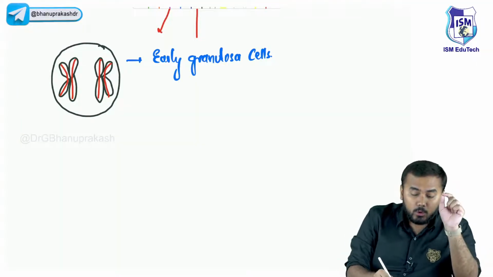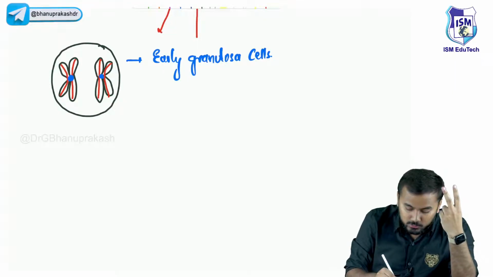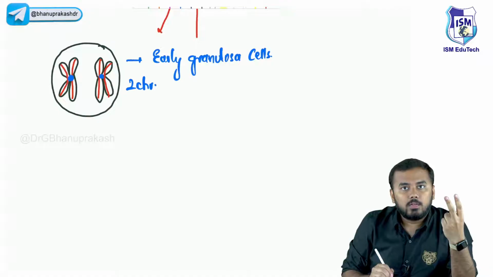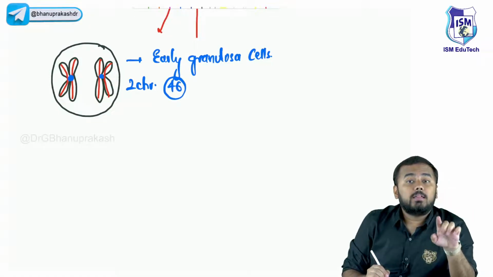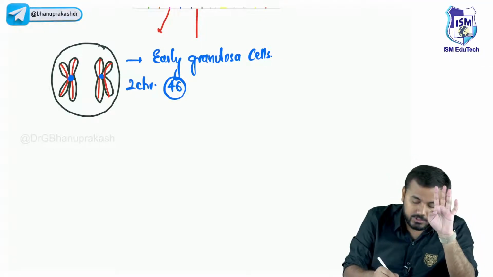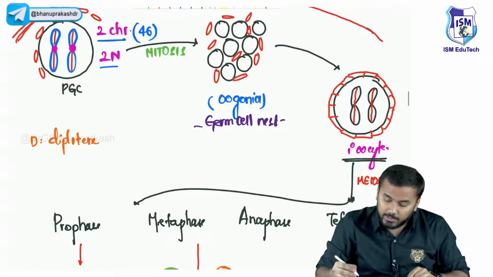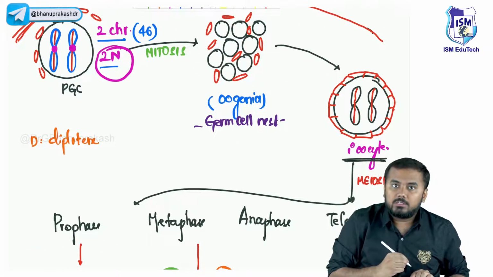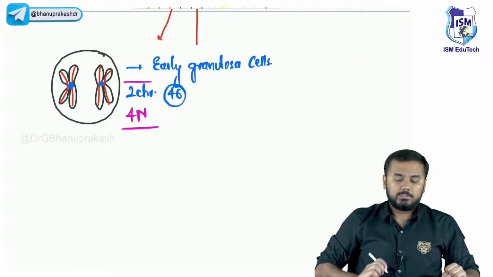Okay, by looking at the centromere, how many chromosomes? The same 2n chromosomes, meaning 46 chromosomes. But let's discuss the genetic material. How many genetic materials are there? 4 copies of genetic material. So I have to write 4n. Earlier, how many copies of genetic material? 2n copies. Here also 2n copies. But now here 4n copies.